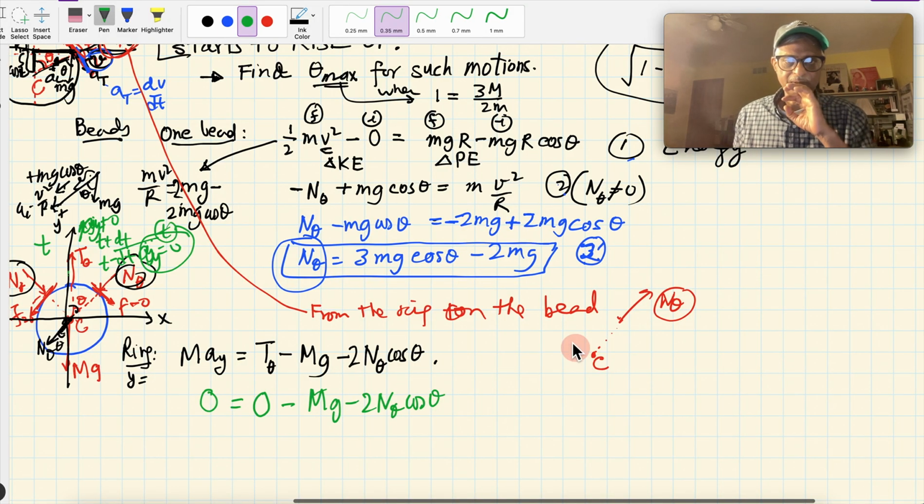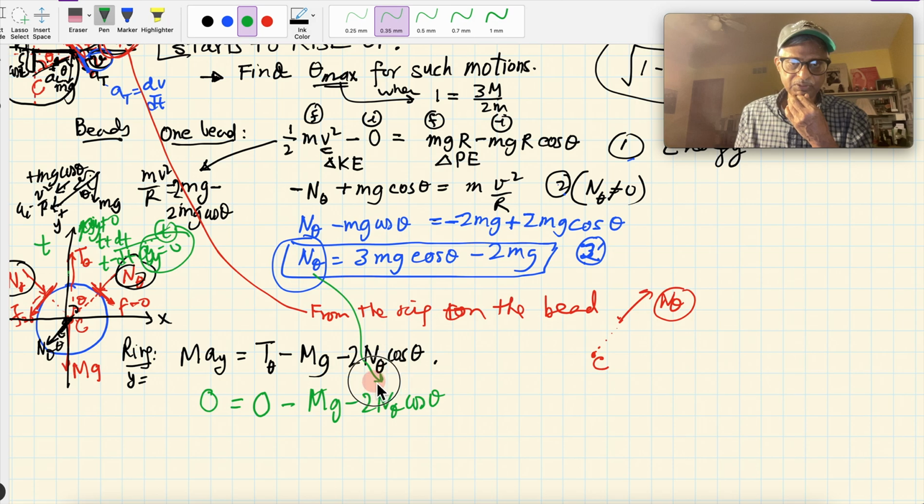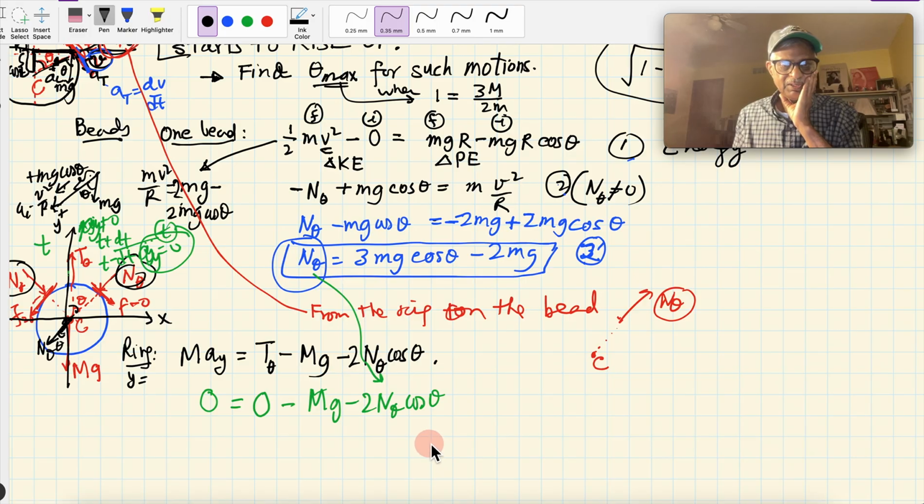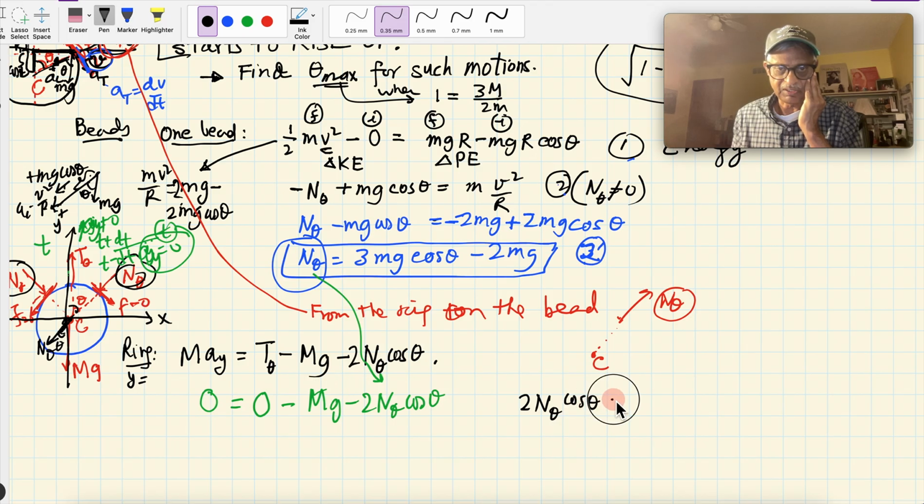All right, let's just maybe put it here and see what comes up. So let's bring everything on, make everything positive. So I have 2N theta cosine theta plus mg equal to 0, and then I'm going to put this.